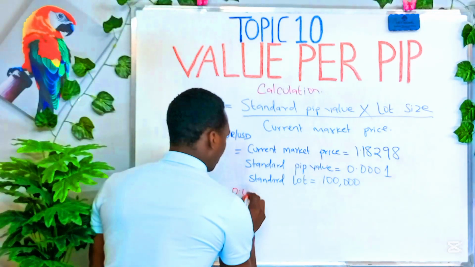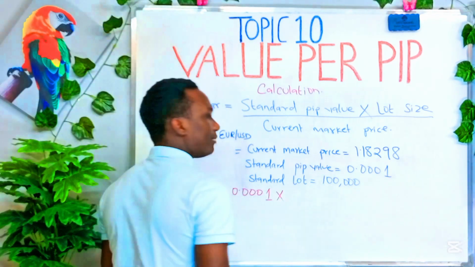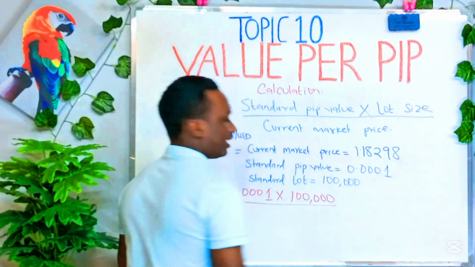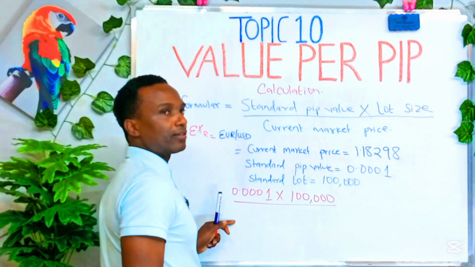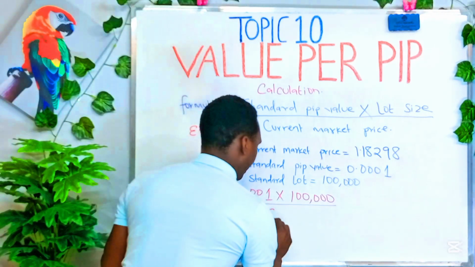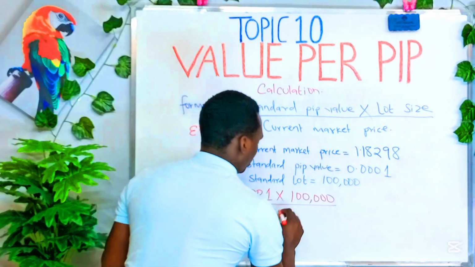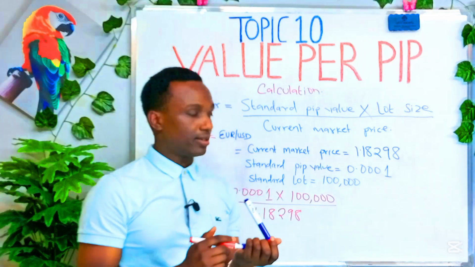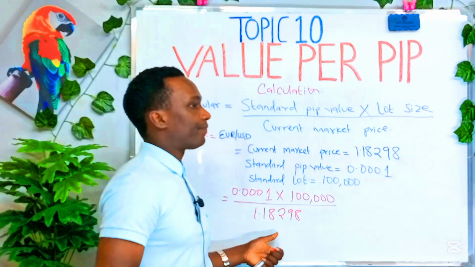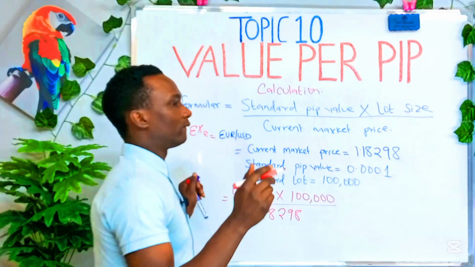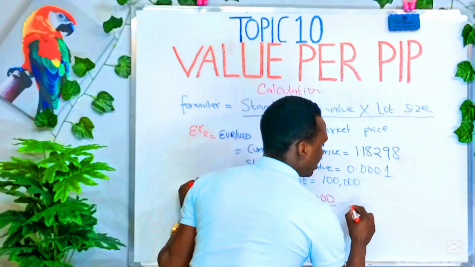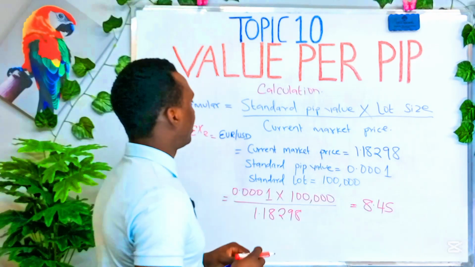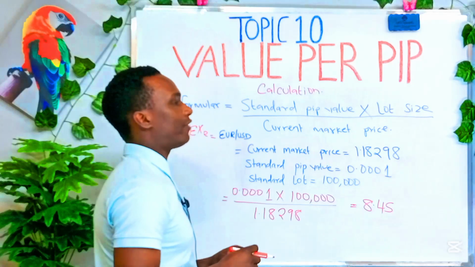It will be like this: 0.0001 multiplied by what? 100,000 units divided by what? The current market price, which is 1.18298. Can someone calculate this fast? Where are your calculators? And tell me what you find. It is? Yes, it is 8.45. All right? 8.45. Okay?